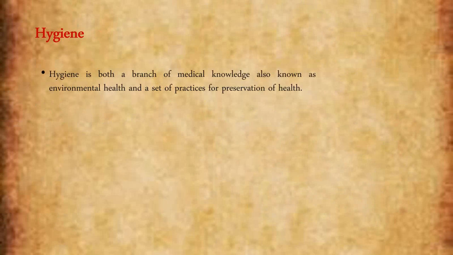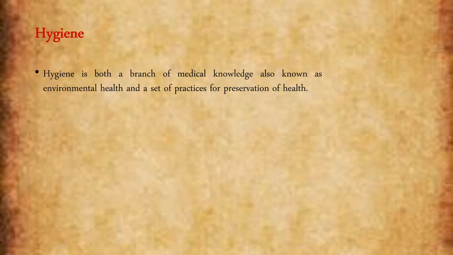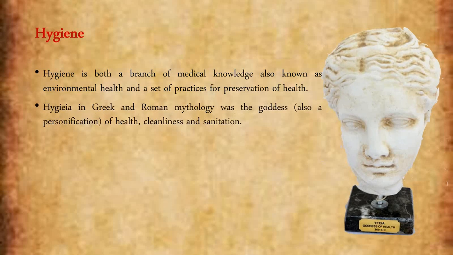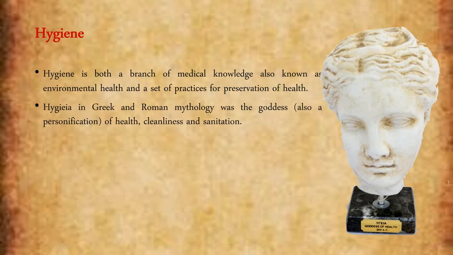Hygiene. What is the meaning of hygiene? From where did this word come? Hygiene is both a branch of medical knowledge, also known as environmental health, and a set of practices for preservation of health. Hygieia, in Greek and Roman mythology, was a goddess, also a personification of health, cleanliness, and sanitation.